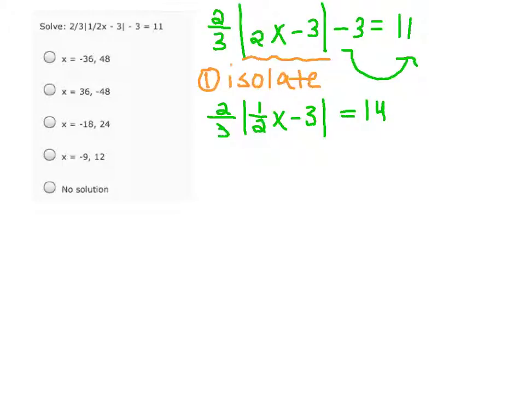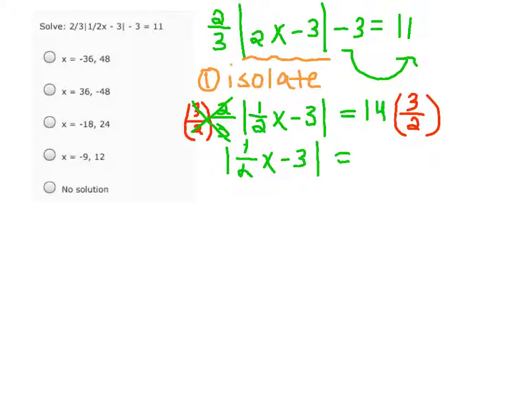Now the next step, we need to get rid of that 2/3. So we can either divide both sides by 2/3 or we can times by the reciprocal 3/2 on both sides. And after doing so, we're left with just the absolute value on the left, 1/2 x minus 3 equals 14 times 3/2. If you plug that into your calculator or do the algebra, that will equal 21.